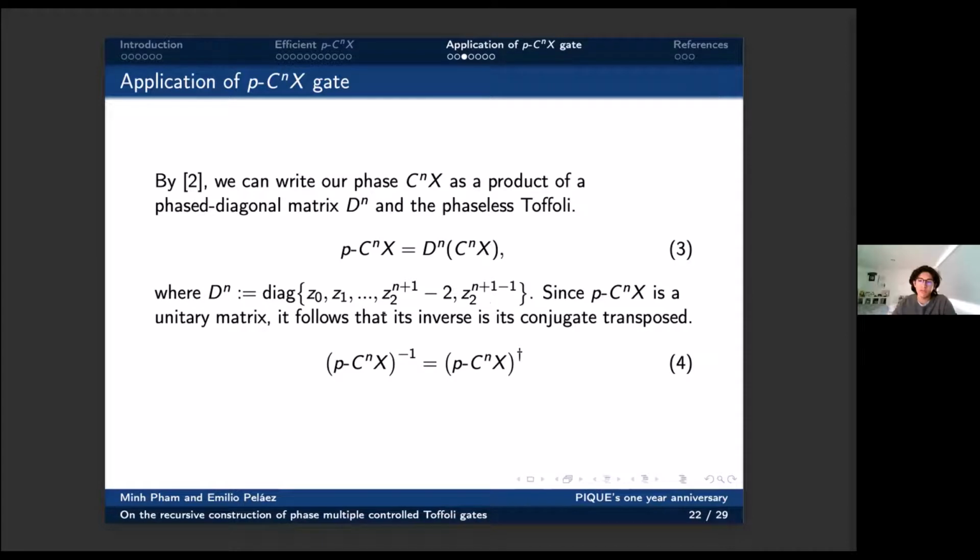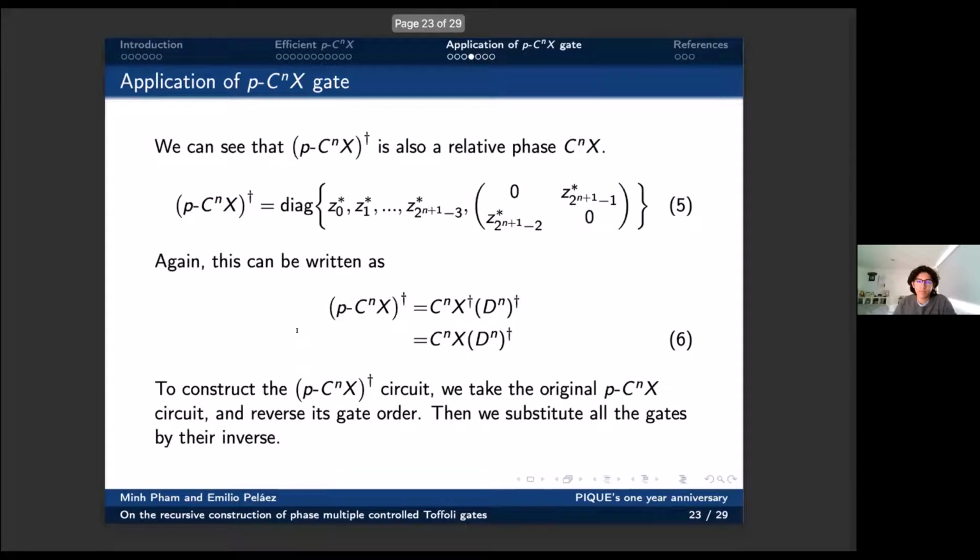And this is important because, next slide, please. Okay, since we know that its inverse is the conjugate transpose, we know that this gate is also a relative phase CNX with the phase applied inversely. So it is again defined as a diagonal with the relative phase X gate at the end. And this can be written as in equation 6, which is a CNX gate without any Toffoli, and the phase with the conjugate transpose of the original phase of the gate.